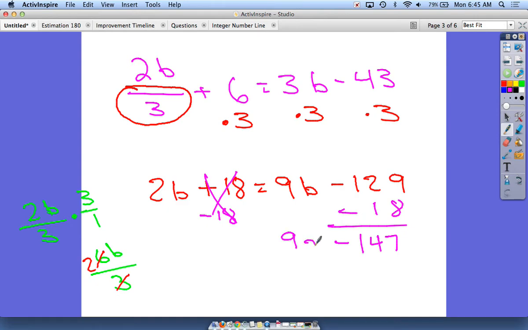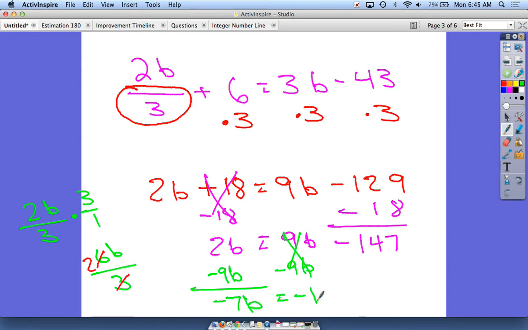I still have my 9b here equals 2b. Let's get this on this side. So we will subtract 9b, that would cancel out. So now I have negative 7b equals negative 147. And again, I'm just going to do this problem on a calculator quick, but what it is, I am dividing by negative 7 to cancel that out, and it's going to be positive because it's dividing two negatives, and I get 21. So b equals 21.